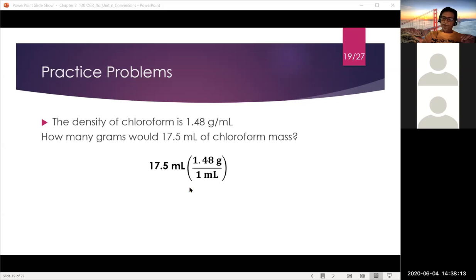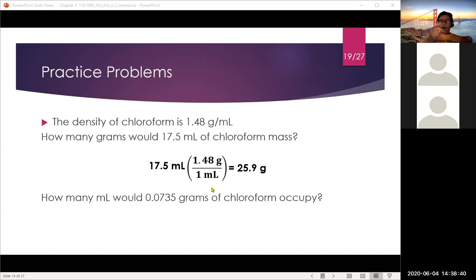Because the question is asking us how much does 17.5 milliliters weigh, our units should be in grams or some units of mass. Okay, so we do the math, and it weighs 25.9 grams. So 17.5 milliliters of chloroform will weigh 25.9 grams.